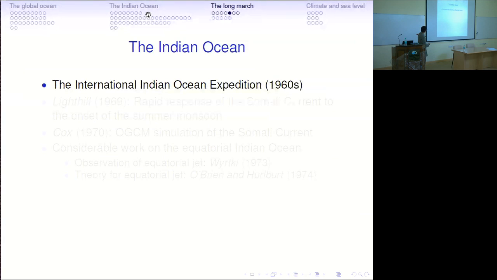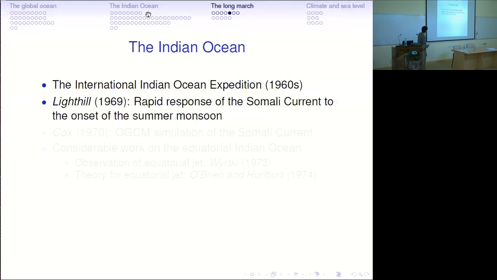In the Indian Ocean, we had the International Indian Ocean Expedition in the 1960s. Then the Düing, Mysak paper: rapid response of the Somali current to the summer monsoon. That's the title.